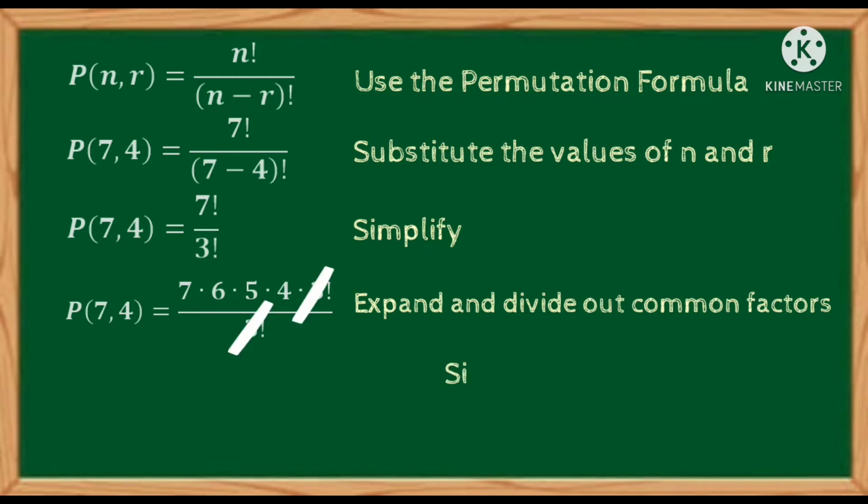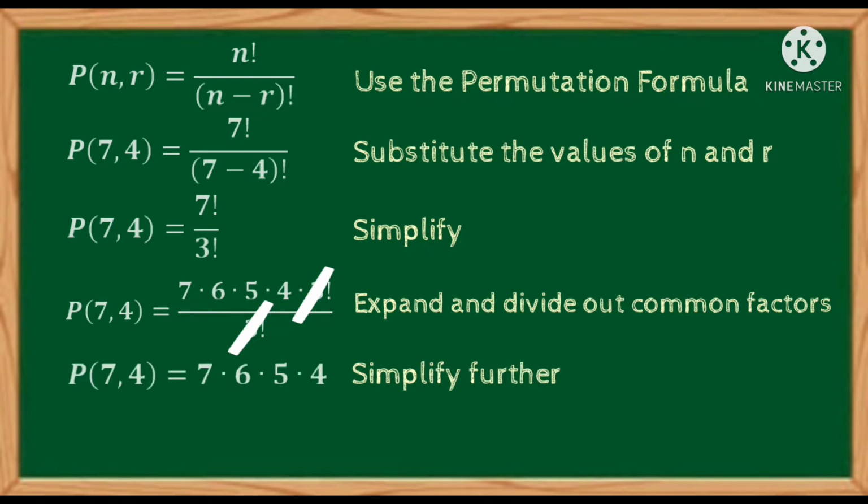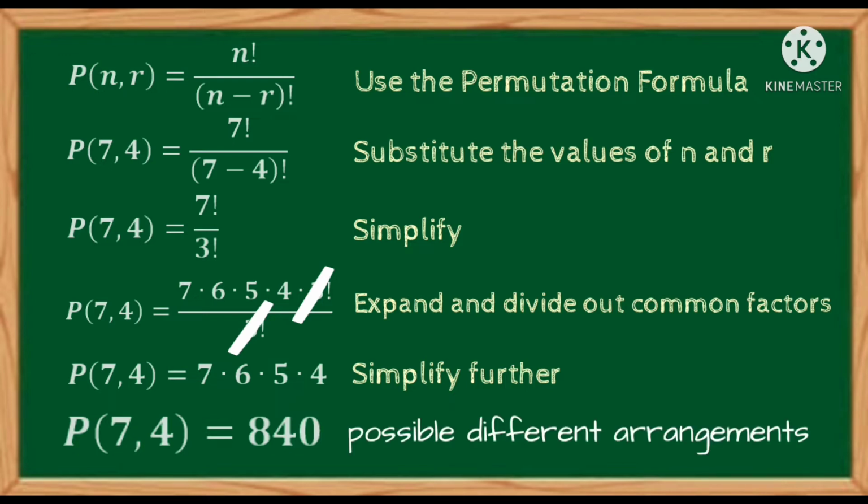Then let's simplify further. So 7 times 6 times 5 times 4 is 840. So the permutation of 7 taken 4 is 840. So there are 840 possible different arrangements.